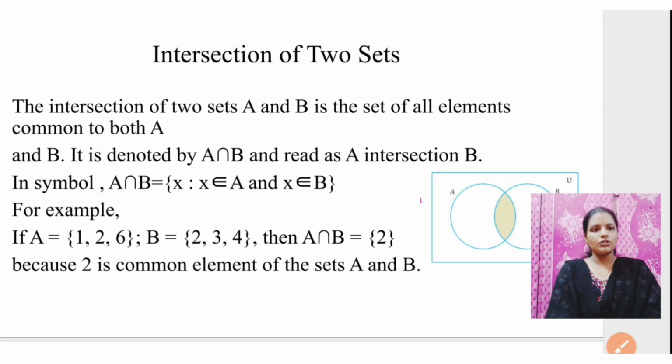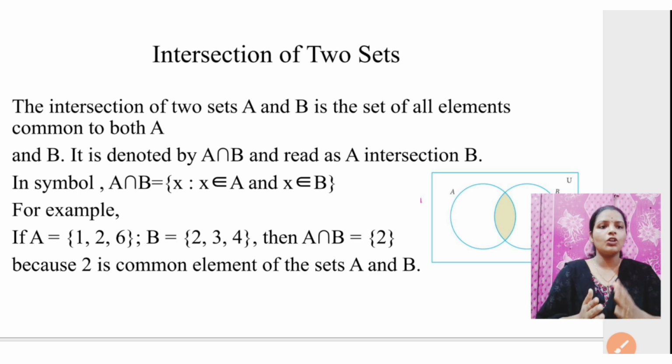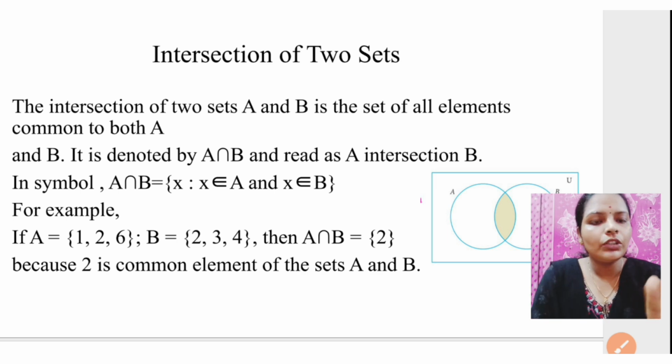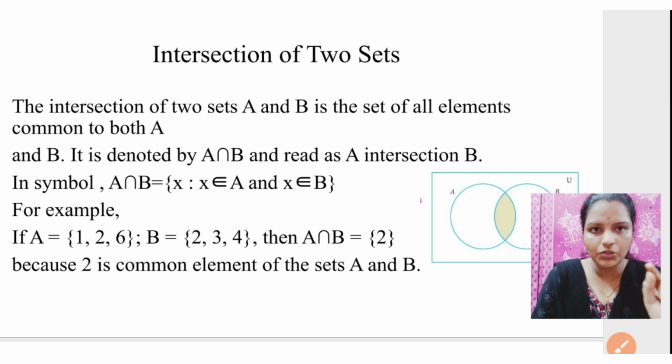Next, intersection of two sets. The intersection of two sets A and B is the set of all elements common to both. Intersection is nothing but the elements common to these two sets A and B. It is denoted by A ∩ B, that is the upside-down form of U, which we read as A intersection B. For example, A equal to {1, 2, 6} and B equal to {2, 3, 4}. Here the intersection, what is the common element in A and B? Here 2 is the common element. So A intersection B is {2}.